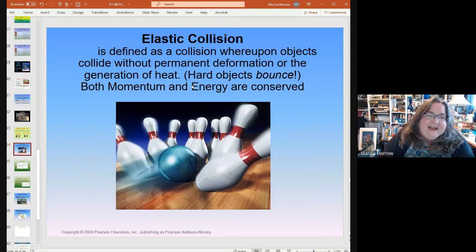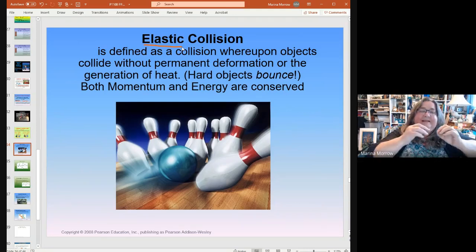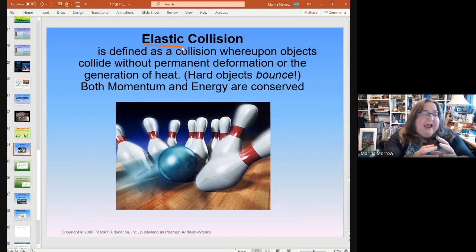Okay, now elastic collisions happen between very hard objects, which is weird because most of us think of elastic things as soft, stretchy things. But that's not what scientists meant. When they said elastic, they were talking about playthings where the shape doesn't deform. It comes back to its original shape. And so harder things will come back closer to their original shape.